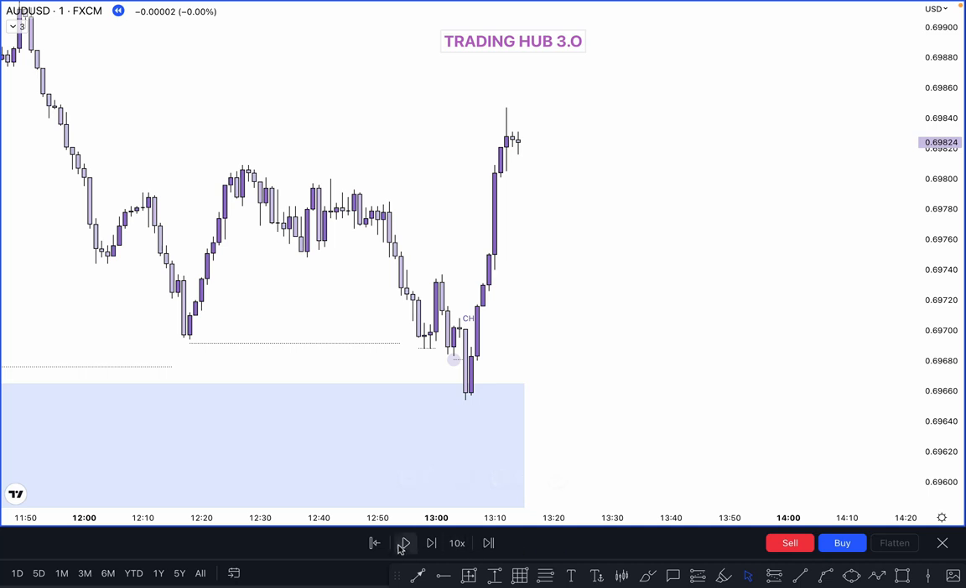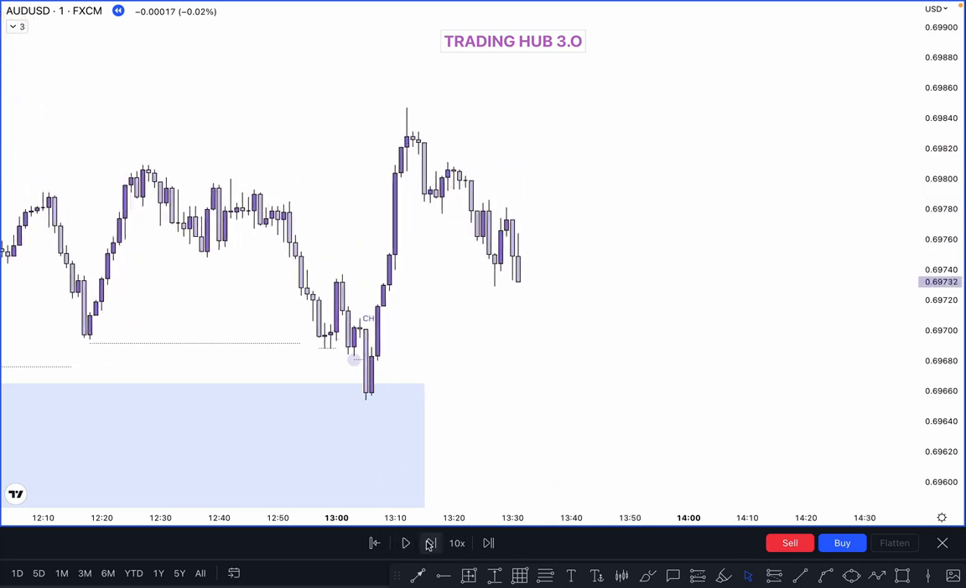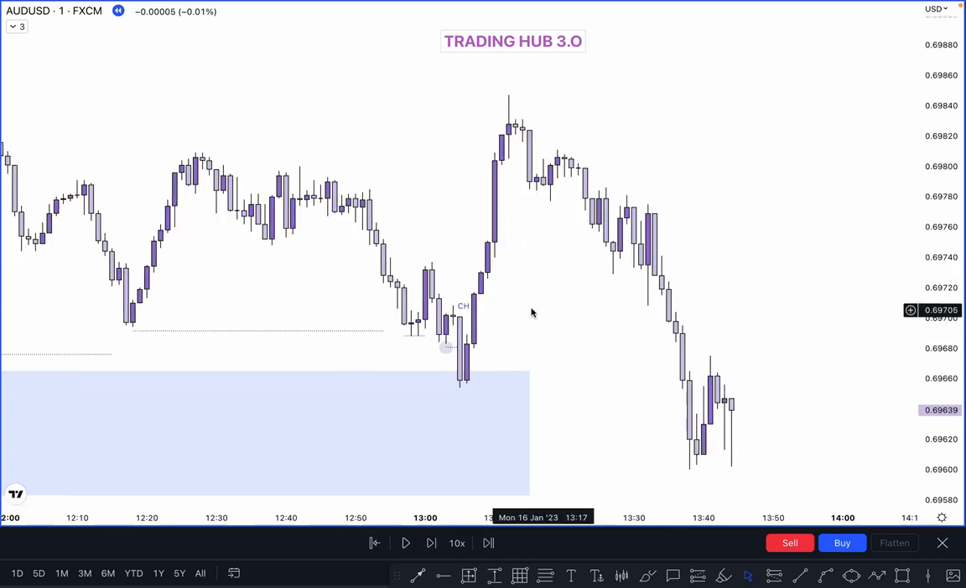So let's see what happened next, and wait for an inducement to be created. Right now there is no inducement here. Okay, look at this, why did this move happen here? If you are trying to buy here on this bullish order block, this is not valid. Why? Because the market did not create any inducement. If the market creates an inducement here, then definitely you can buy here, right?